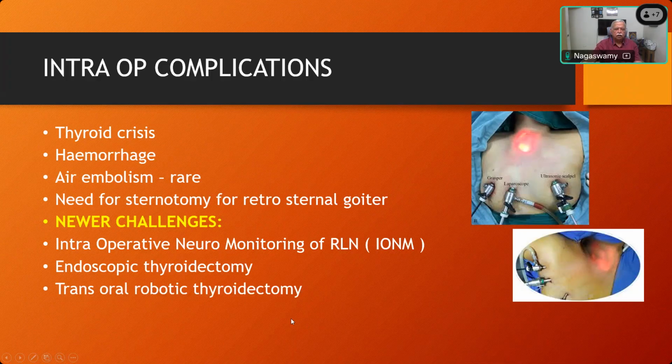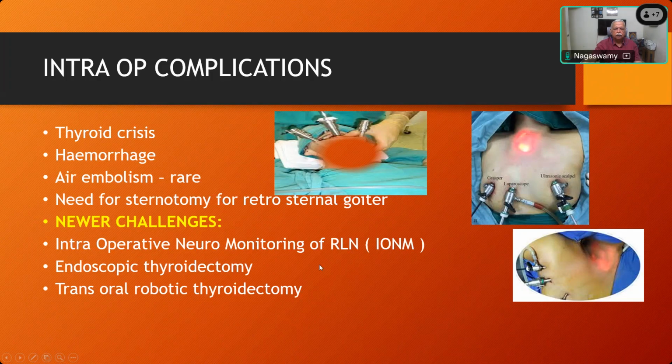Transoral or robotic thyroidectomy is also done. So you can see this is the transoral route, where they have put the endoscopes through to approach the thyroid.